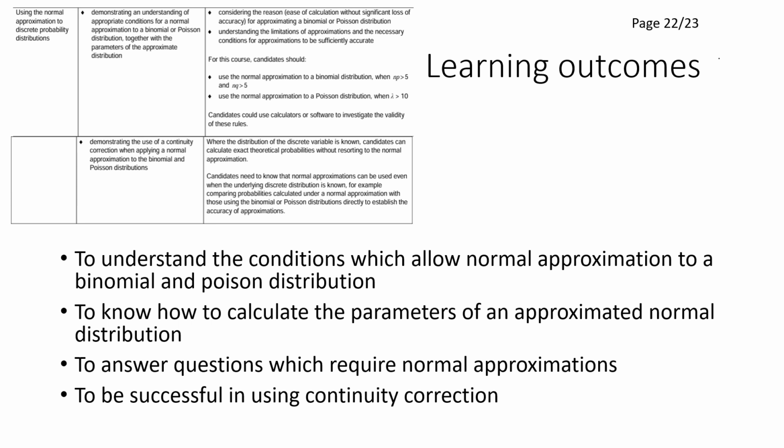By now you should understand the conditions which allow a normal approximation to a binomial and Poisson distribution. You should know how to calculate the parameters of an approximated normal distribution. You should understand how to answer the questions which require normal approximations, and you should be successful in using the continuity correction.